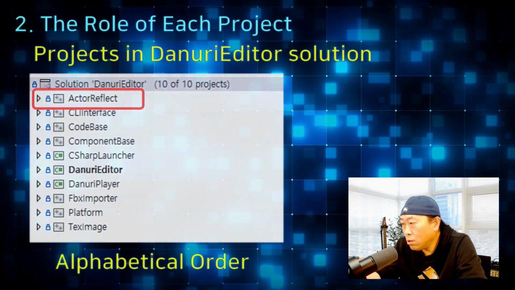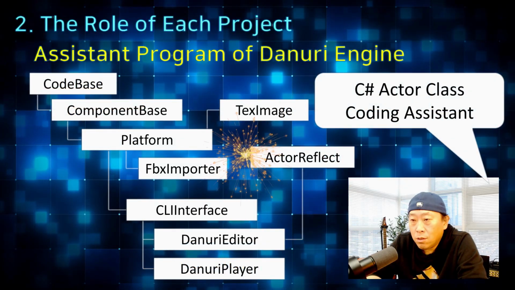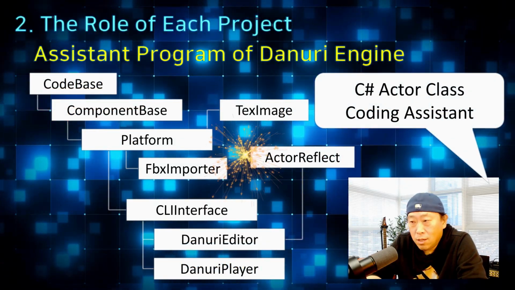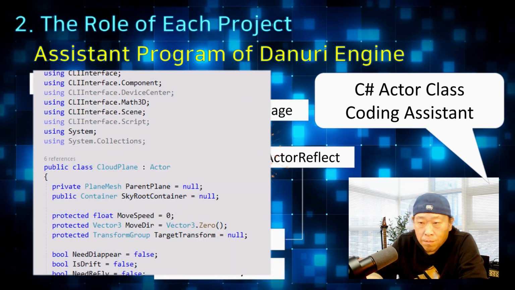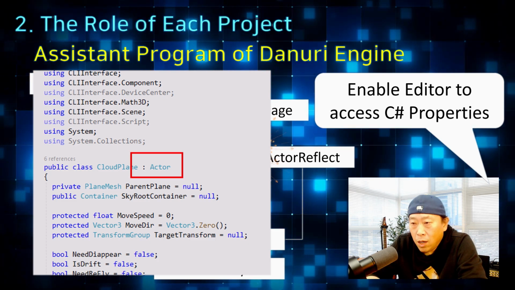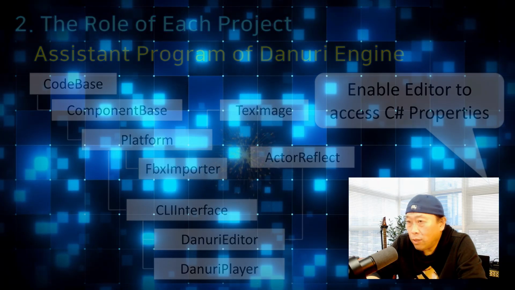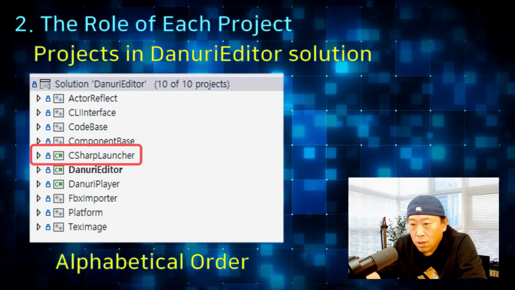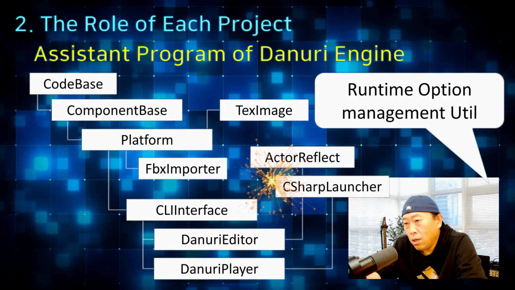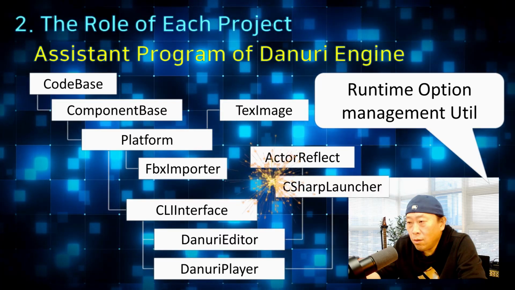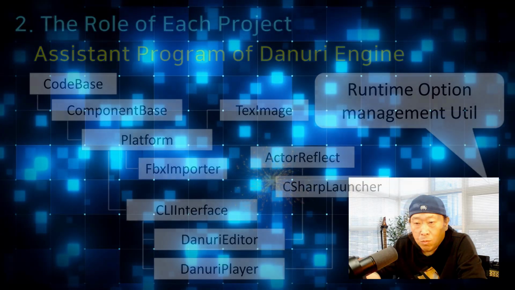Also, there is a small assistant program like the Actor Reflect program. In the engine, there is a special class called the Actor class, which is similar to the MonoBehaviour class in Unity. This Actor Reflect program helps the editor read user C# code member variables while editing. C# Launcher is a runtime player utility program that helps the user apply variable options to the Danuri player easily. It is just a simple program for runtime parameter management.